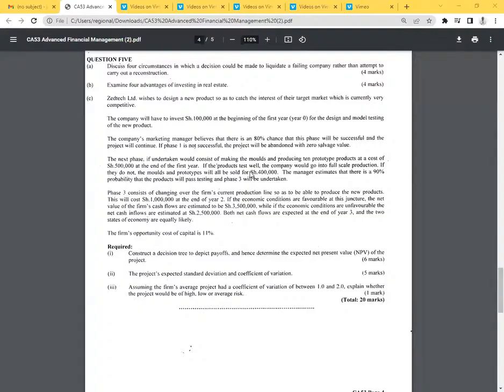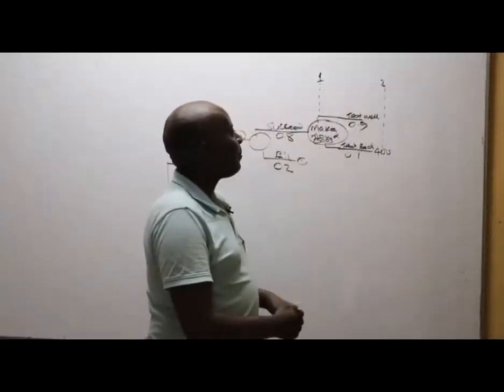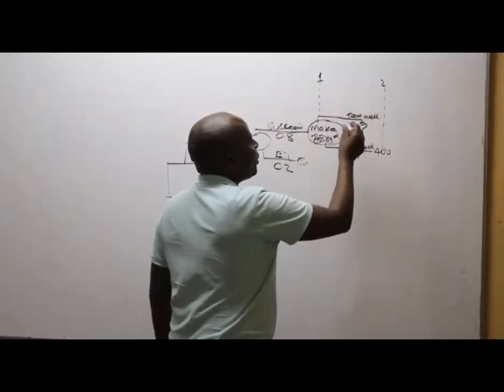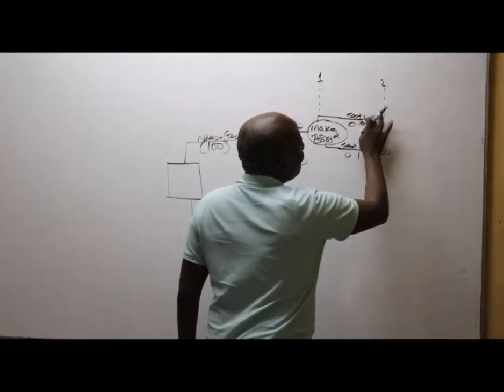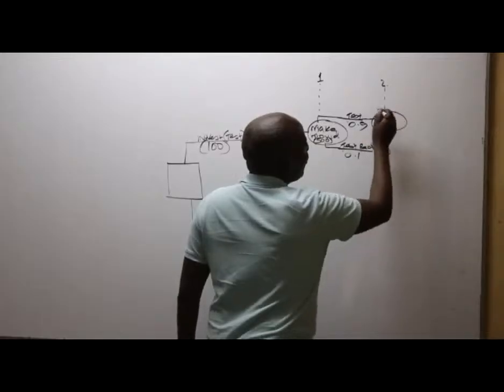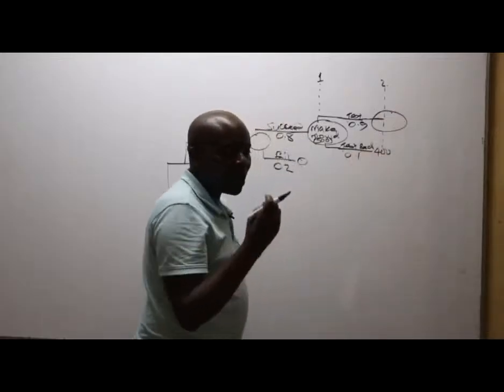They have told us here, phase 3 now, which is full-scale production, consists of changing over the farm's current production line so as to be able to produce the new products. This will cost 1 million at the end of year 2. Great. So we are being told, ladies and gentlemen, if this prototype tests well, then we are going to full-scale production. And if we go into full-scale production, there would be some changes in our production line.